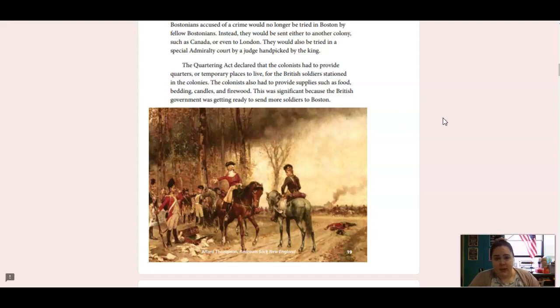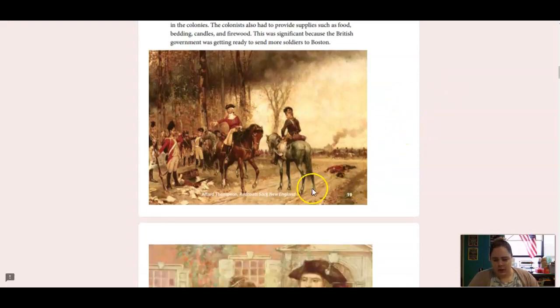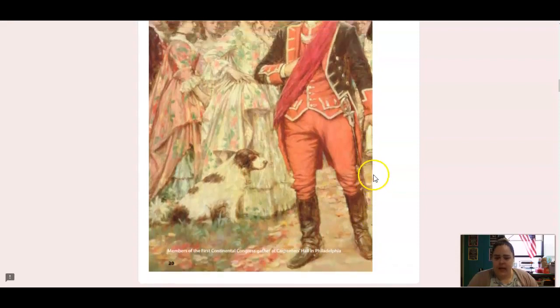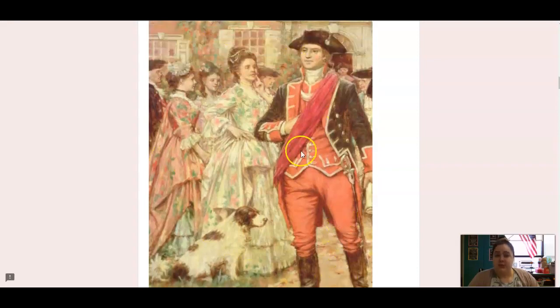British is angry, they're upset with the colonies, especially in Massachusetts, so they gave these types of laws to sort of punish them. And this is a painting called Redcoats Sack New England. So all of the soldiers are coming to Boston to control them. This is another photograph of the members of the First Continental Congress, and they gather at Carpenter's Hall in Philadelphia. So this was another result of all these laws that they're imposing. The colonists decided that they were going to have a meeting and decide what to do.